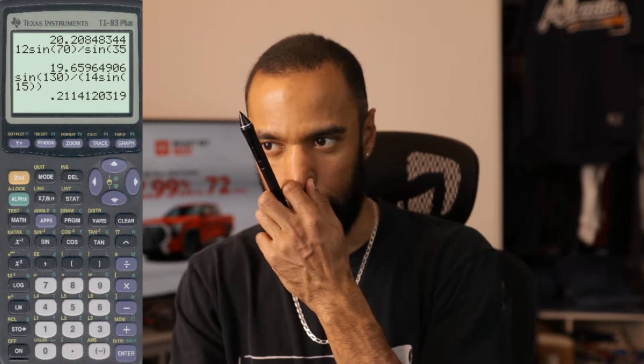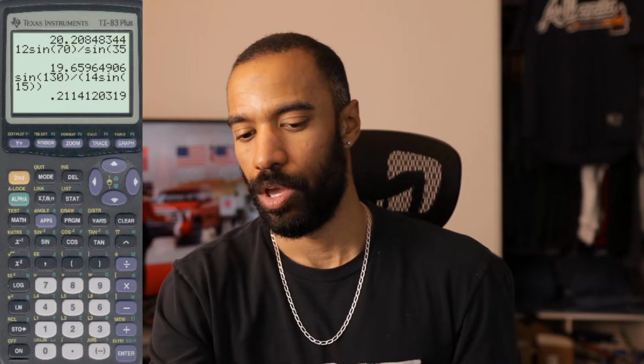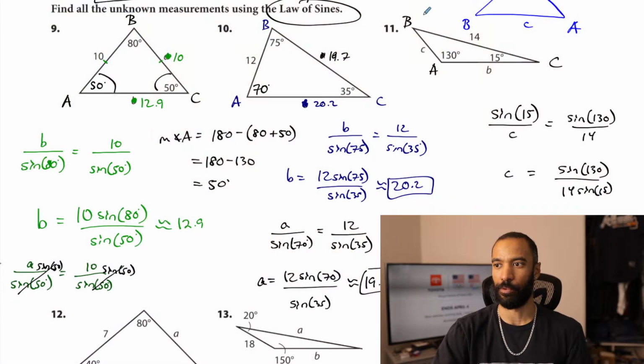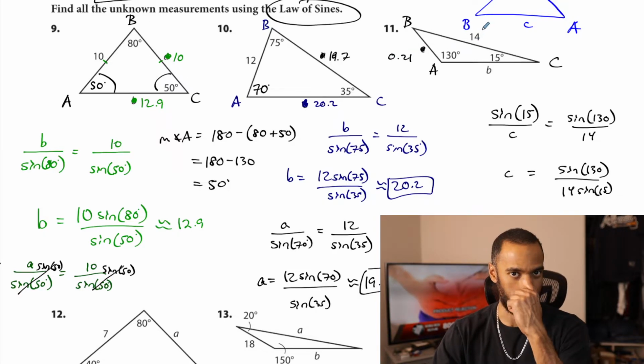So here I do this, and then 14 times sine of 15 right here. The answer that I get is 0.21 blah, blah, blah. Now, it's possible that you can have a decimal as an answer, but something seems unreasonably small about that value when you compare it to this other side length that's 14. It should be smaller, right? But I don't recall ever seeing something that much smaller.